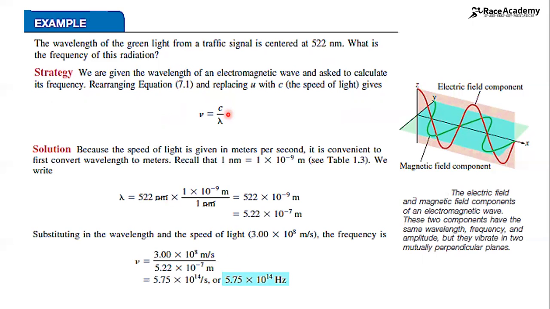Lambda, given in nanometers, will be converted into meters. It becomes 5.22 into 10 power minus 7 meters. Upon substituting these values, we get 5.75 into 10 power 14 hertz as the frequency of the radiation coming from the traffic signal. This is a model question on the properties of waves.